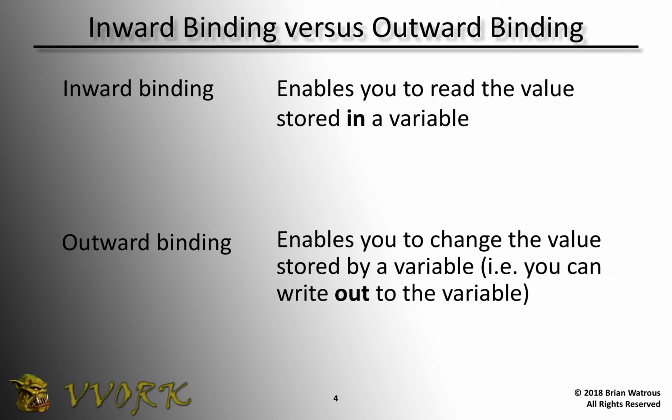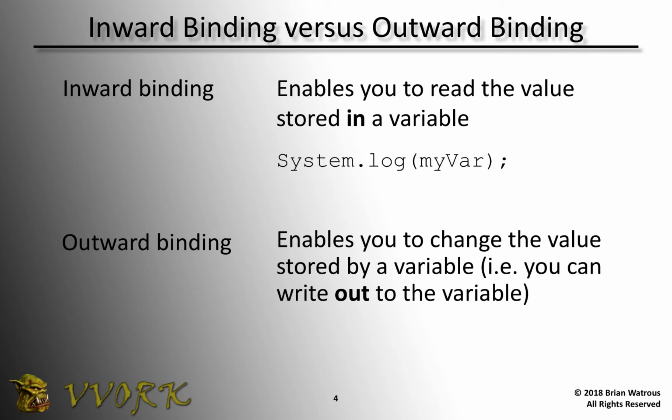Now again, quick reminder here, in vRealize Orchestrator, you need to perform something known as parameter binding, or sometimes called variable binding. That involves explicitly setting up bindings to input parameters, output parameters, and/or attributes. Those bindings can either be inward bindings or outward bindings. With an inward binding, that's going to enable us to read the value that's stored in a variable, which means we'll be able to execute code like this.